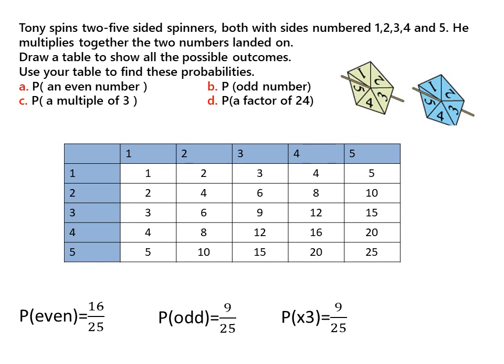A factor of 24 means a number that I multiply by a different number and I will get 24. So we will see the factors. Actually, we know that the factors are 1, 2, 3, 4, 6, 8, 12, and 24. So if you count them and find them in your table, they will be 14 out of 25.